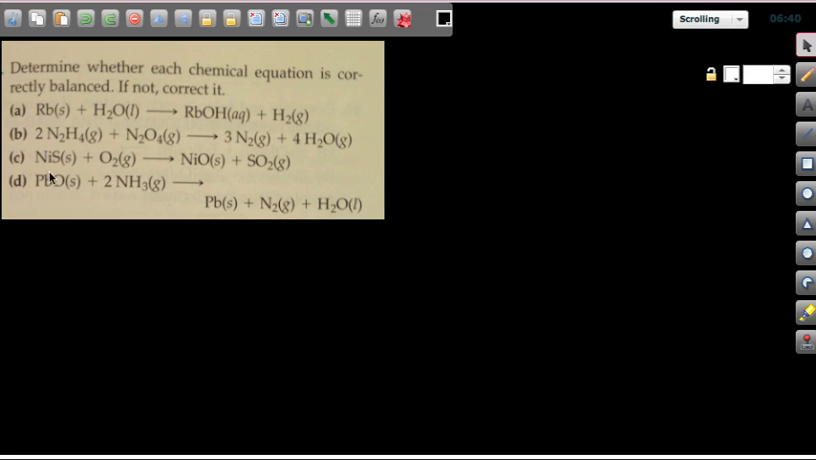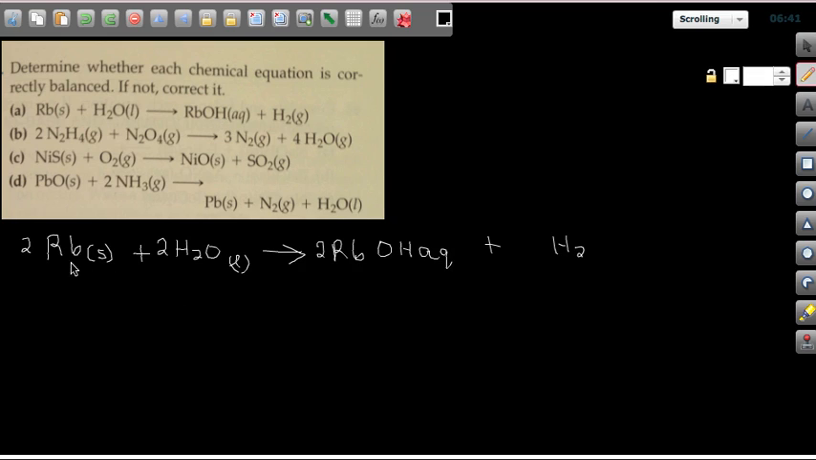Next one is already balanced, and we have to determine whether each chemical equation is correctly balanced. If not, then correct it. I have 1 rubidium here and 1 rubidium here, 2 hydrogen, I have 3 hydrogen here, so this is not correctly balanced. So we will have to balance this. Rubidium, if we put 2 in front of rubidium, that gives me 2 oxygen, and by putting 2 in front of water gives me 2 oxygen. That's 4 hydrogen here, and 2 plus 2 is 4 hydrogen. So we're balanced here.